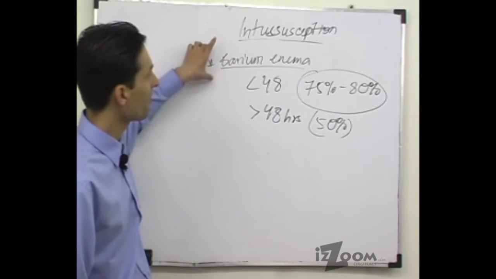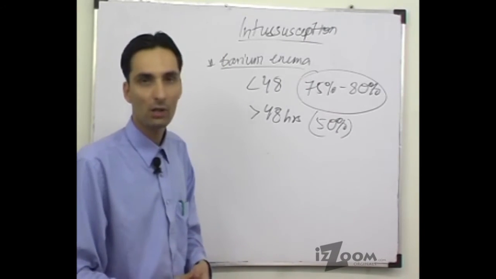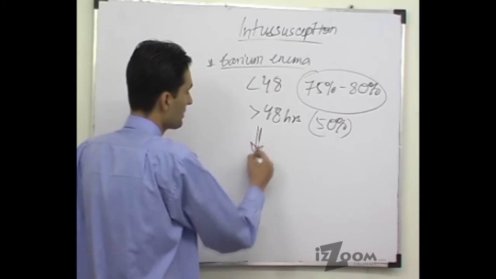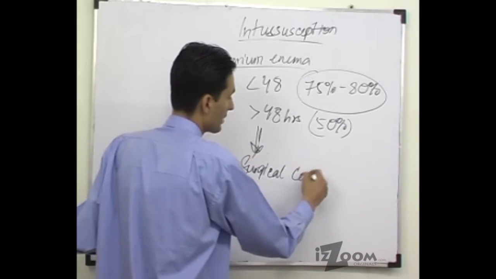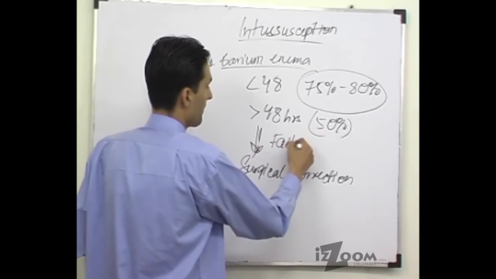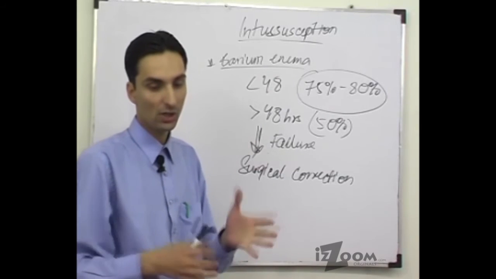If the child is cured by barium enema or an air enema or hydrostatic reduction, then you do not require any surgery. But if this fails, then surgical correction may be required. Surgical correction is required in those cases if there is failure. So that is all about treatment of intussusception. These patients can present to you.